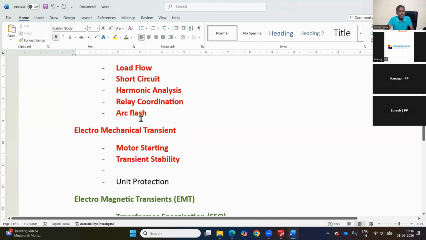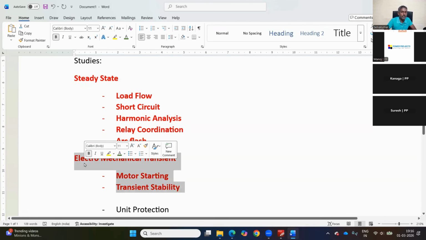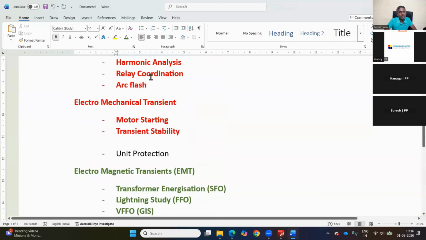So the studies, I have blindly written the studies. Then I have converted or segregated them. In the segregation, steady state: if you look at load flow, short circuit, harmonics, relay coordination, arc flash, these are all steady state. Motor acceleration or motor starting, transient stability, these are all electromechanical transients. Unit protection also comes under protection, that you can classify as steady state.